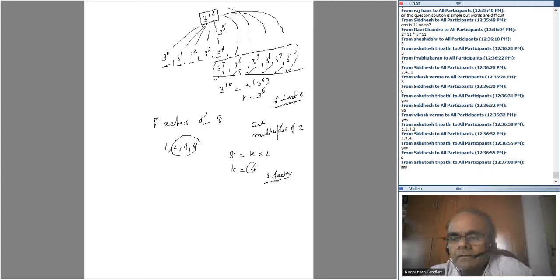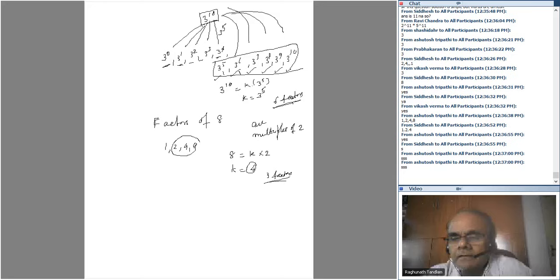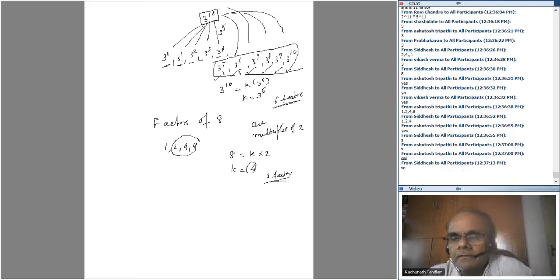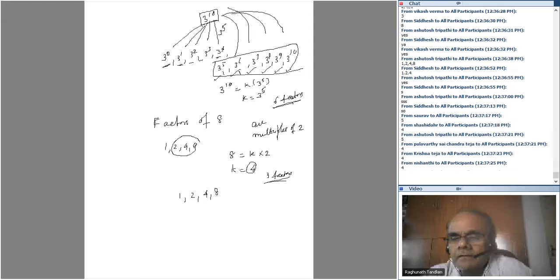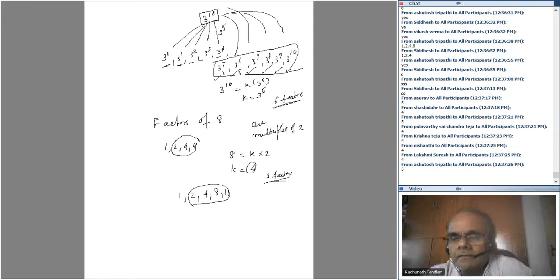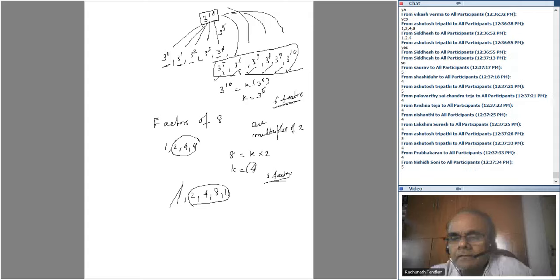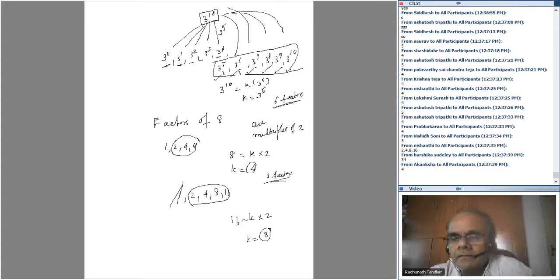How many factors of 16 will be multiples of 2? What is 16? How many are multiples of 2? This is not a multiple of 2. 16 can be written as k into 2. What is k? 8. 8 has got 4 factors.